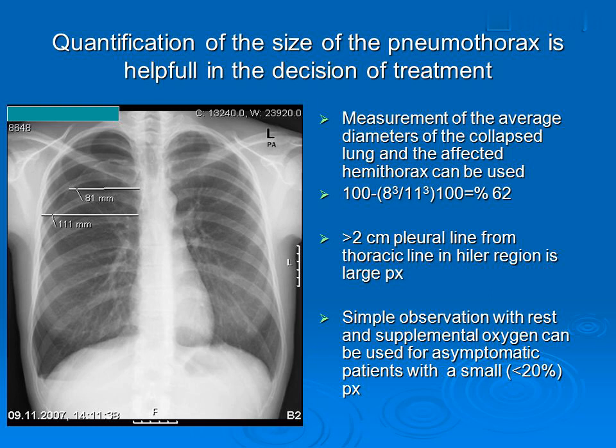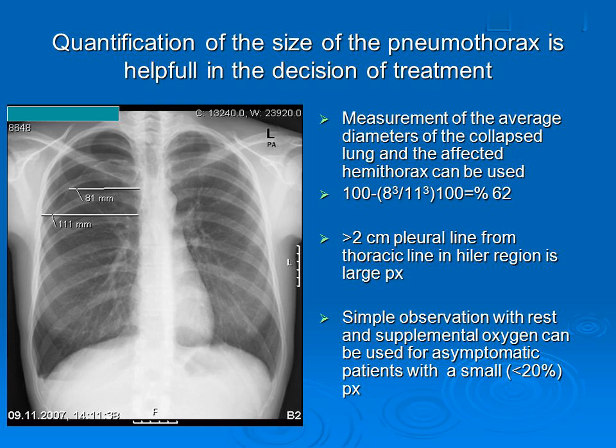Quantification of the size of the pneumothorax is helpful in the decision of treatment. Measurement of the average diameters of the collapsed lung and the affected hemithorax can be used. 183 113 100 equals 62%. A pleural line greater than 2 cm from the thoracic line in the hilar region indicates a large PX.